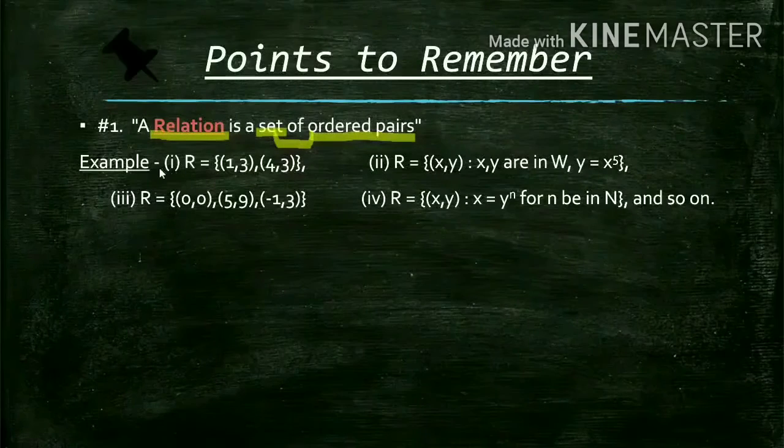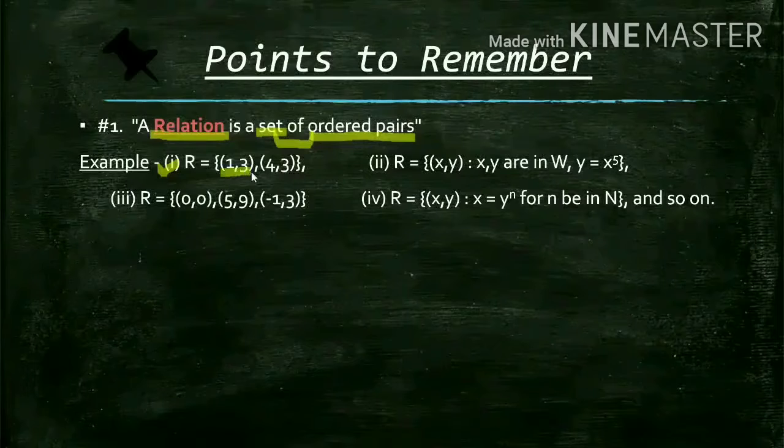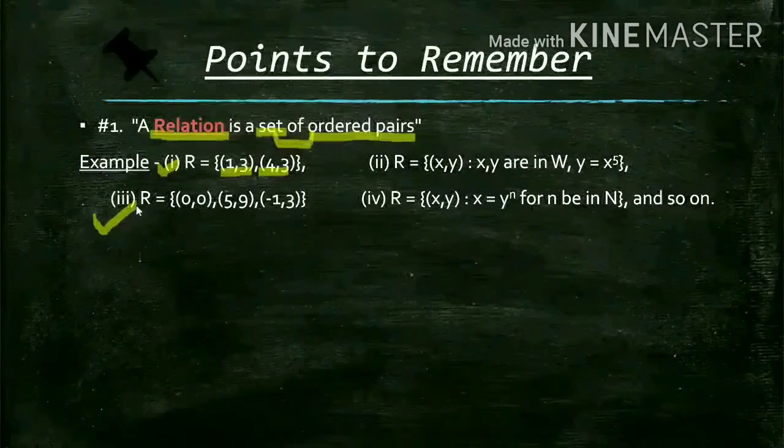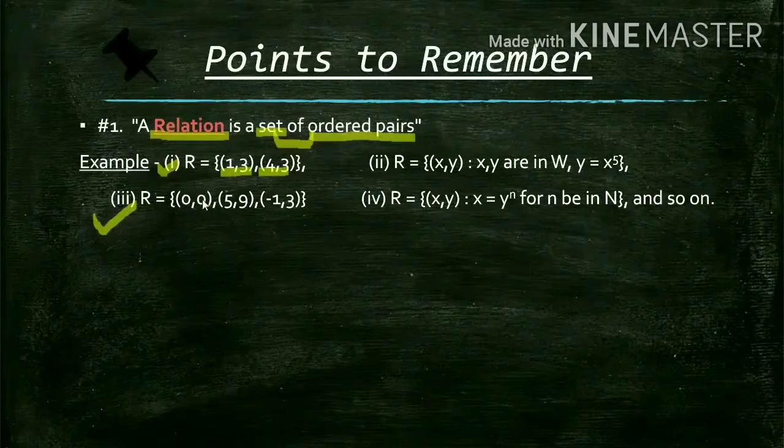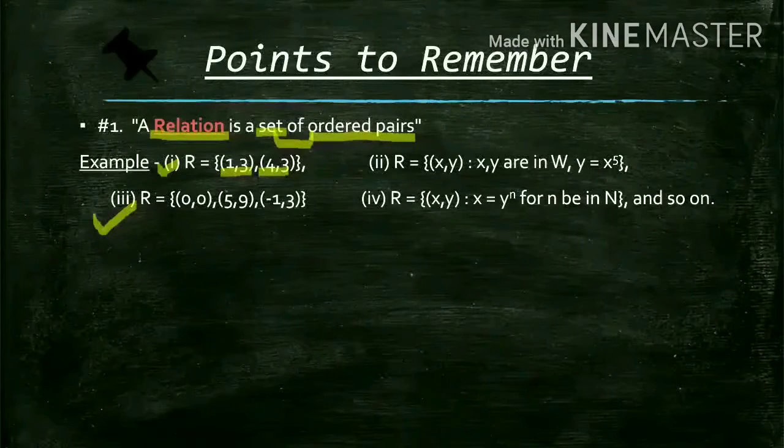Let's see this first example. R is equal to, in curly braces, we have two pairs, (1, 3) and (4, 3). Now, can I say it is a relation? Of course I can. What I want is a set, which is denoted by these curly braces, and ordered pairs, which are these: one ordered pair and two ordered pairs. So definitely I can say it's a relation. Similarly, this is a relation. It contains three ordered pairs, (0, 0), (5, 9) and (-1, 3), right? And all these ordered pairs are contained in the set. So this is a relation. Clear? I hope the definition and the examples are clear.